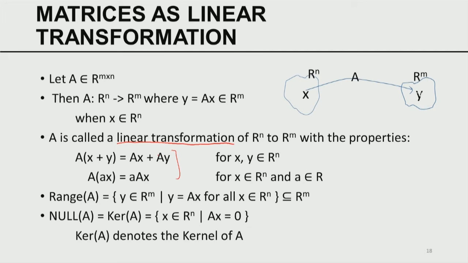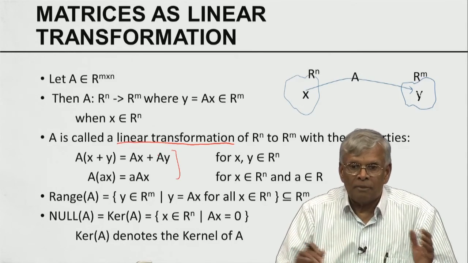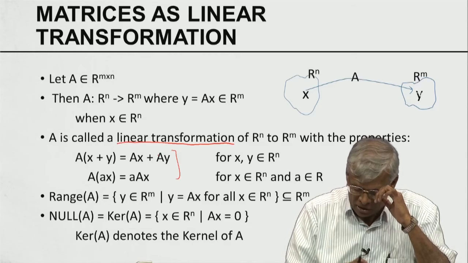If there is a linear transformation, there should also be a nonlinear transformation. So transformations in general are of two types, linear and nonlinear. It is a general property that every linear transformation can be represented by a matrix. That is a theorem in operator theory. I am not going to go into that, but it is good to know.